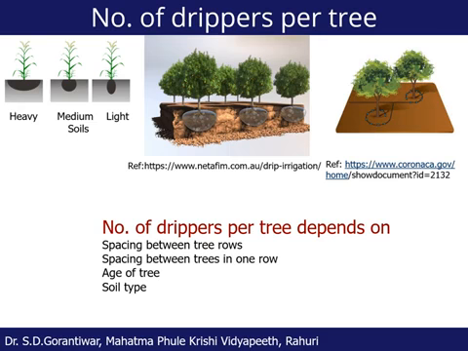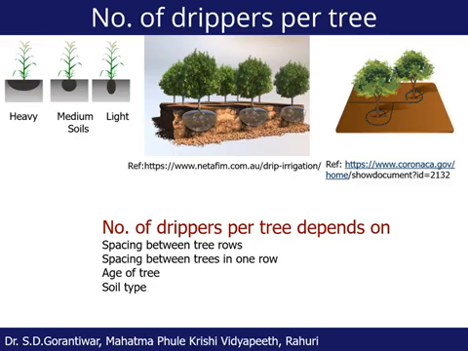In case of the light soil, one emitter can irrigate less area. So fewer emitters will be required for heavy soil, and more emitters will be required for light soil. So as I have shown just below, the number of drippers per tree depends now on the area of the tree, that is the spacing between tree rows and spacing between trees in one row.